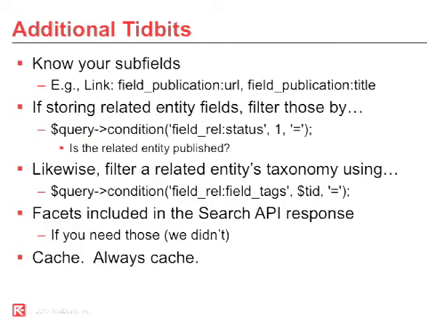And you could do the same thing with the related field's taxonomy, which is something we had to do quite heavily. The reason is that in our case, the taxonomy terms that we were filtering by weren't actually part of that node. They were part of the related field's node, which was a little bit mind-blowing at first. But that's how we had to build the site. And the Search API response does include all the faceting information for that search. We didn't use that, but it is there if you wanted to use it.